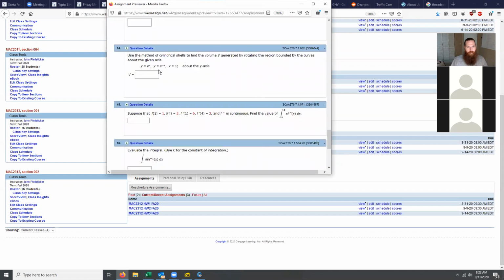It's 14, yeah, e to the x, e to the minus x, and x equals 1 about the y-axis.